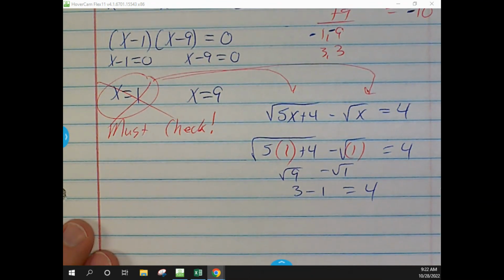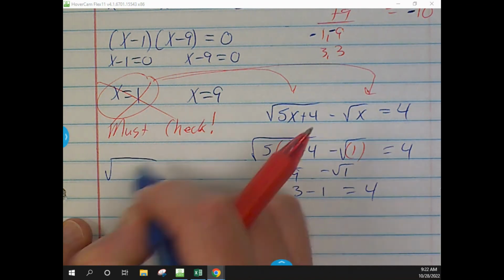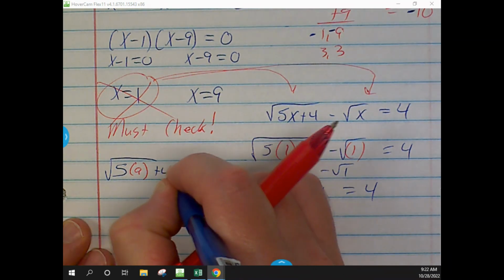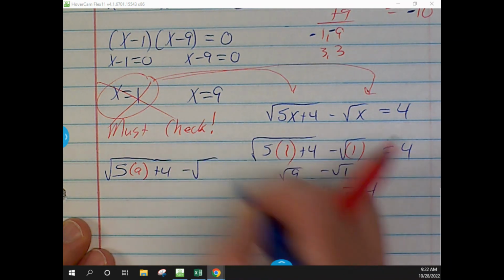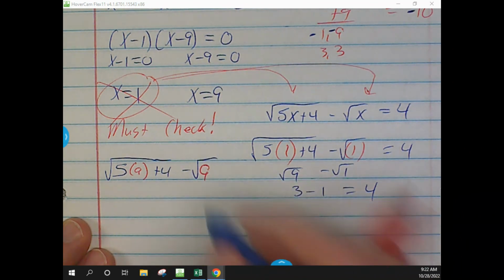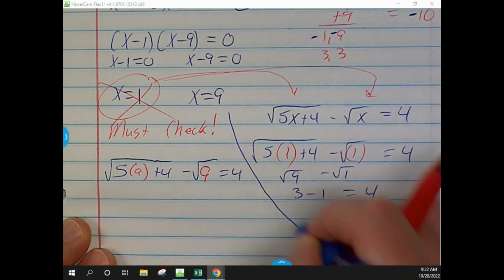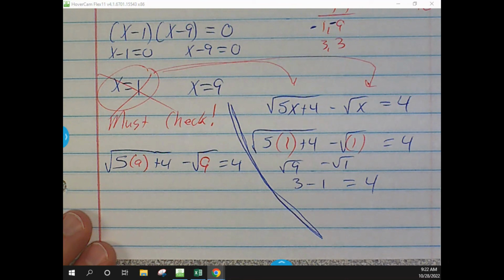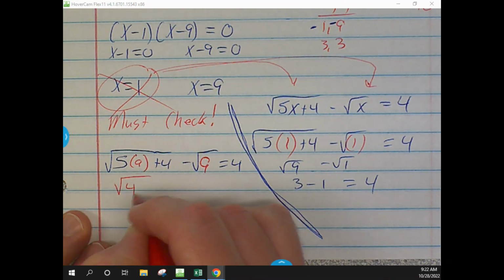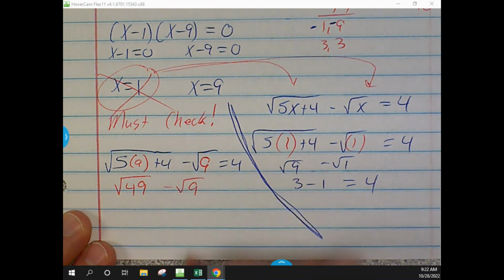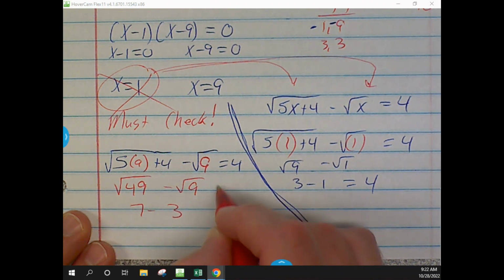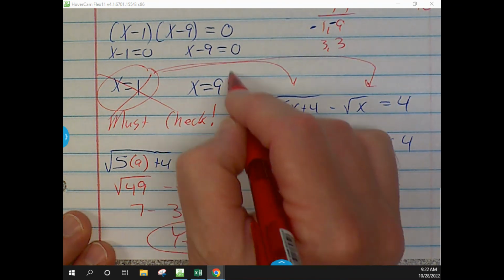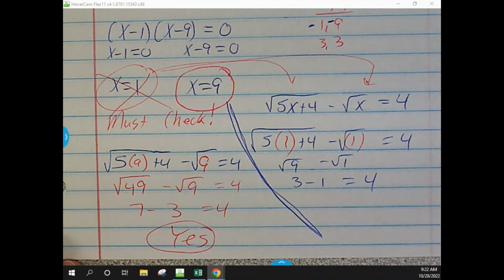So then we got to check 9. So that's the square root of 5 times 9 plus 4 minus the square root of 9. And does that equal 4? Okay, so that is 45 plus 4. That is square root of 49 minus square root of 9. That is 7 minus 3. And does 7 minus 3 equal 4? Yes, it does. So x equals 9 is the only solution that actually works.